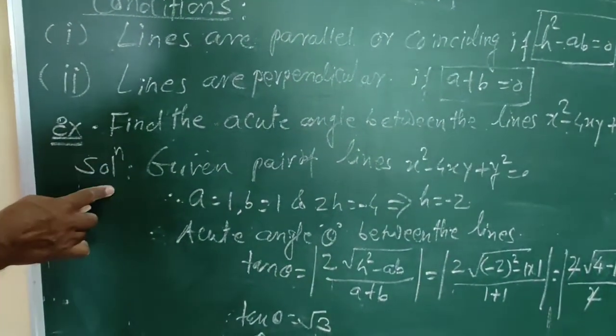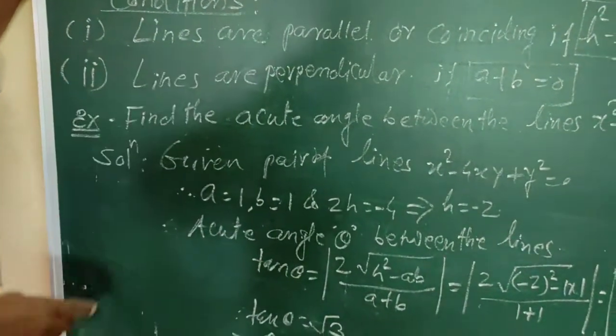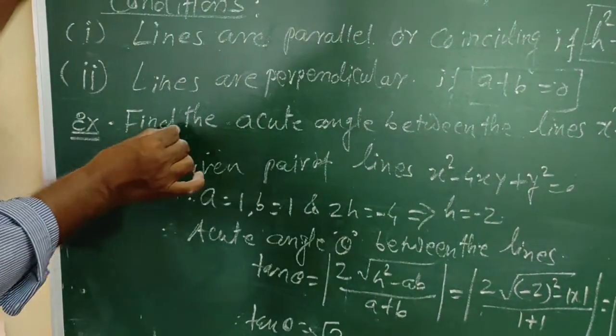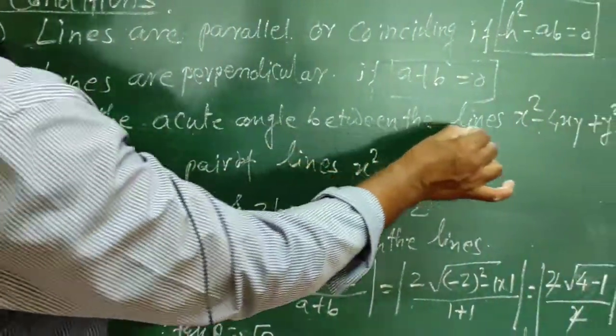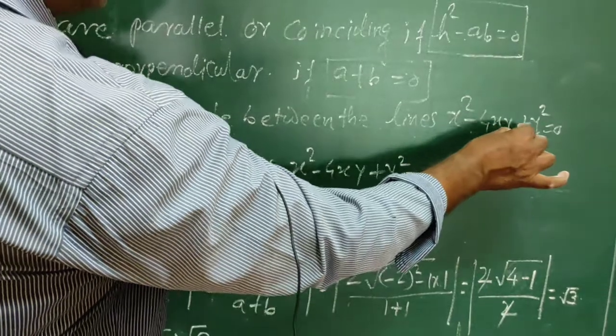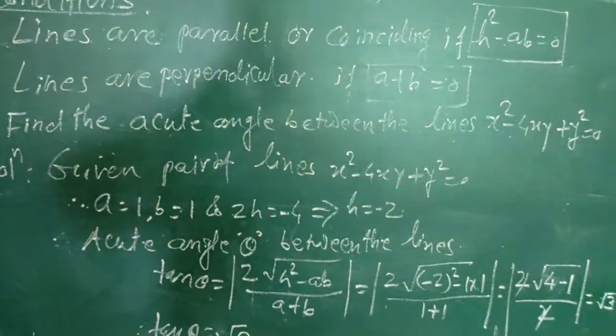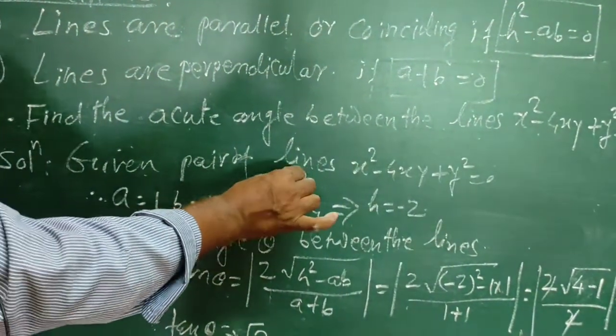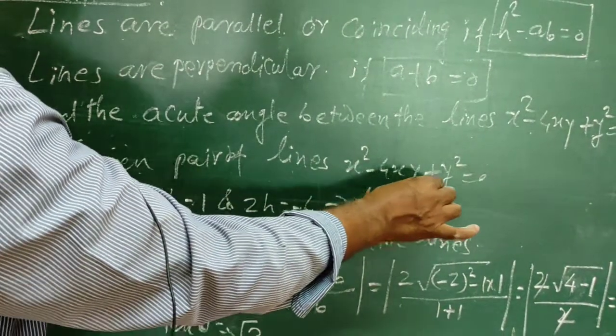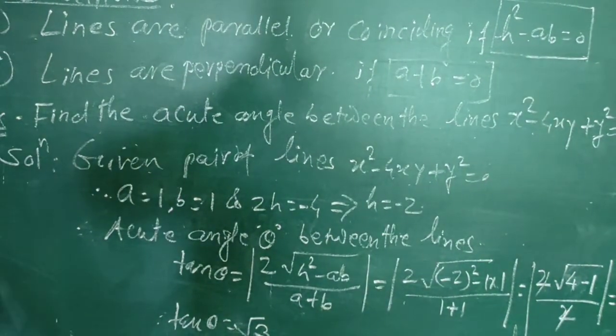So we take a particular problem on this acute angle formula. Find the acute angle between the lines x square minus 4xy plus y square is equal to 0. So the given pair of lines is x square minus 4xy plus y square is equal to 0.